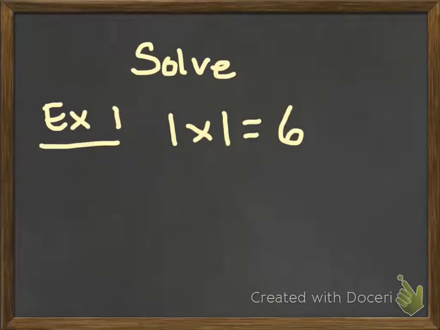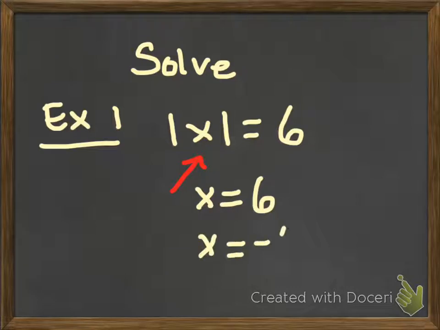Alright, example 1 is to solve the absolute value of x equals 6. So we need to know what number we can put for x so that when we take the absolute value of it, we get 6. Well, there's actually two answers. The first answer that we can put in is 6, and the other answer we can put in is -6.